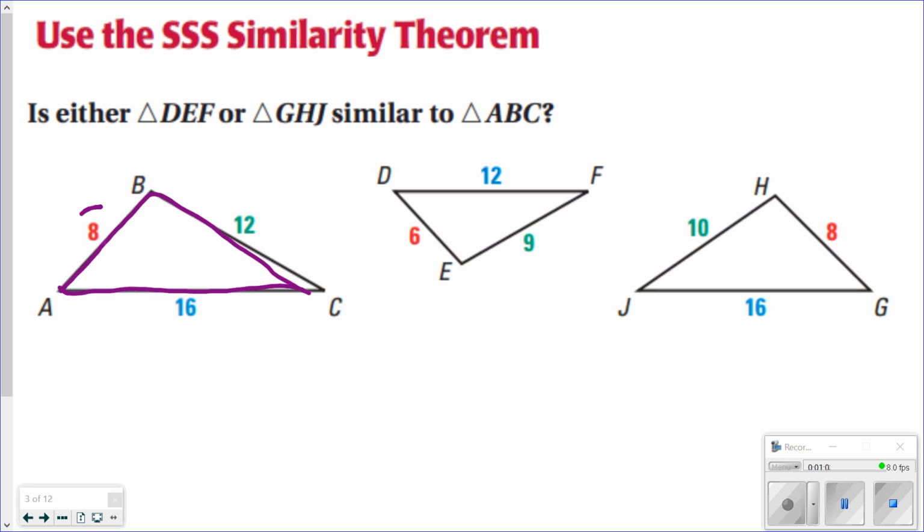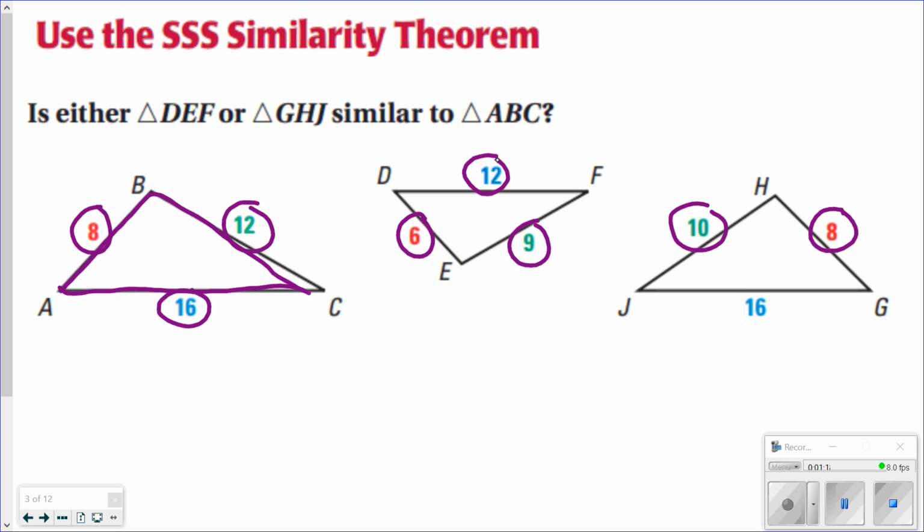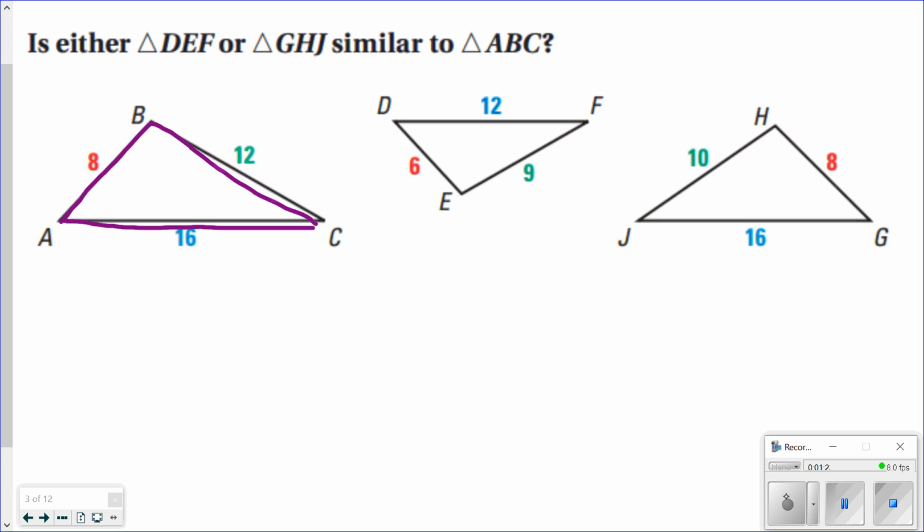So for example, 8 is going to correspond with this side 6 and this side 8. 12 is going to correspond with 9 and 10. And then 16 is going to correspond with 12 and 16. So we need to figure out which two are similar. So let's start with looking at triangle DEF.